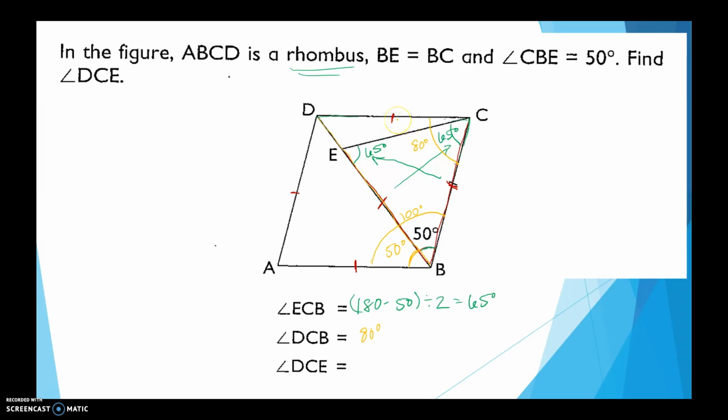Then we want to find DCE, which is that little tiny angle, and I'm going to make this a different color again. So we want to find this guy right here. Well, if we know the measure of this larger angle, which is 80, and we know the measure of this smaller angle, which is 65, all we need to do is subtract 80 degrees minus 65 degrees, and we get 15 degrees. And that's our answer.